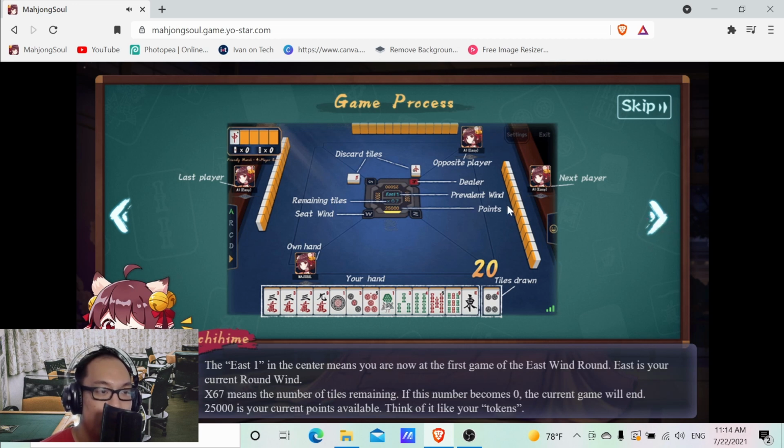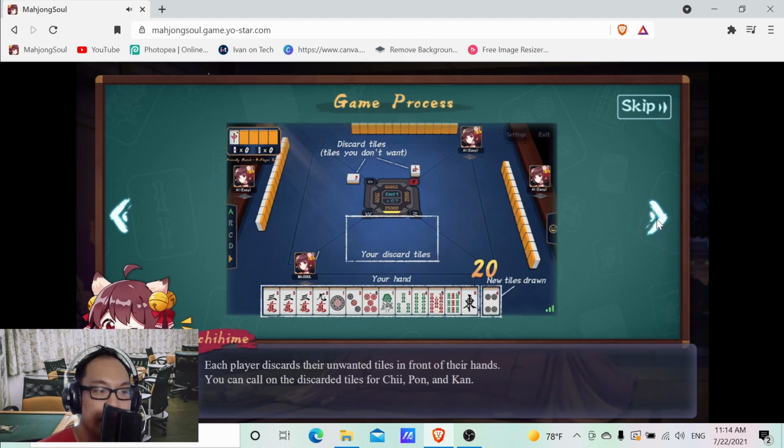There's more on the process right here. East would always go first. And then it would go to south, west, and north. North is always the last one. Of course, you also have to pay attention to your discards.